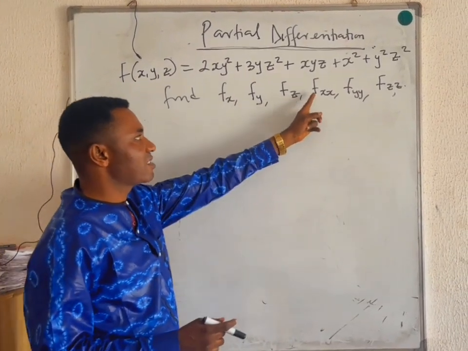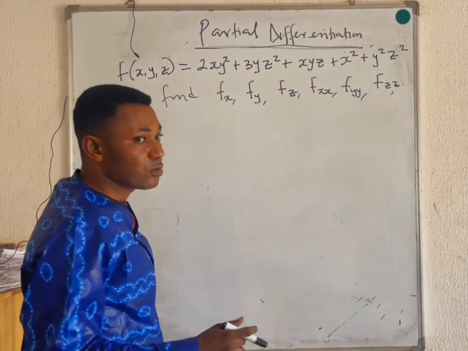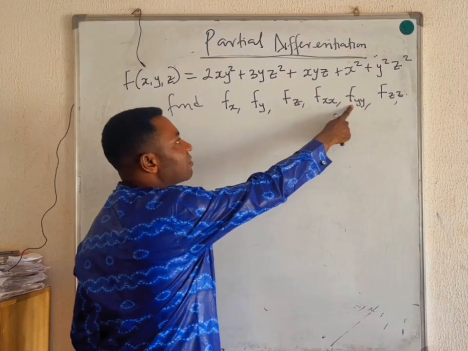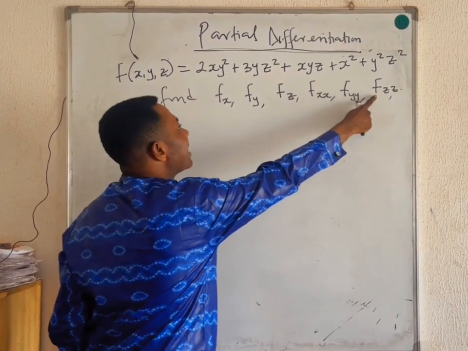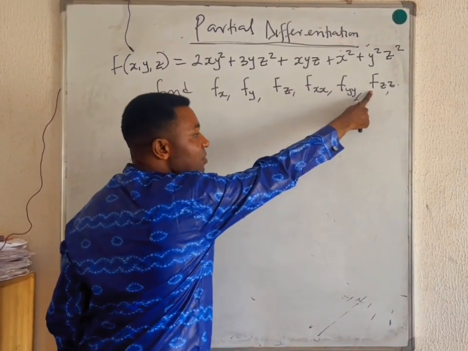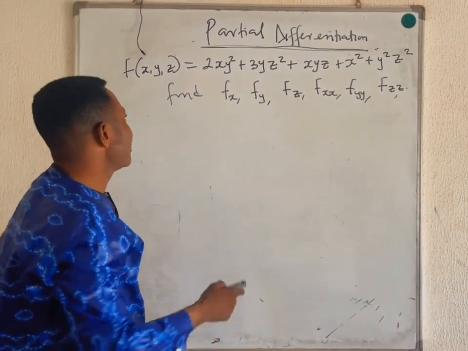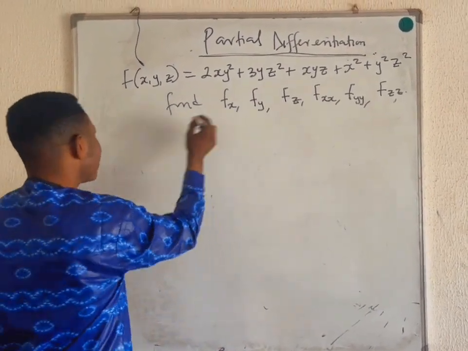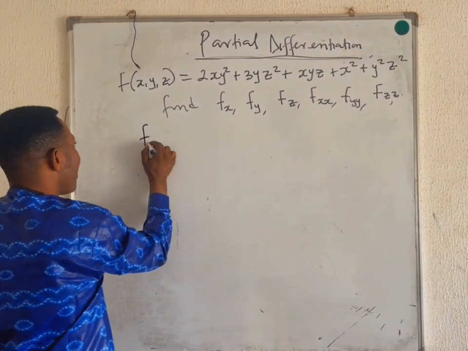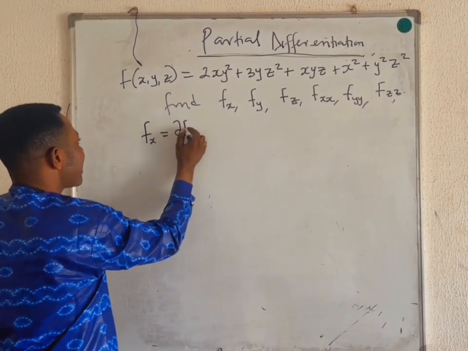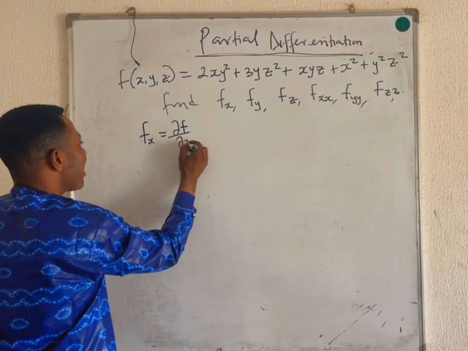But here is the second partial derivative, with respect to x. This is the second derivative with respect to y. And this one, fzz, means second derivative with respect to z. Now, f of x, that is f subscript x, is the same as writing partial f partial x, it is the same thing.